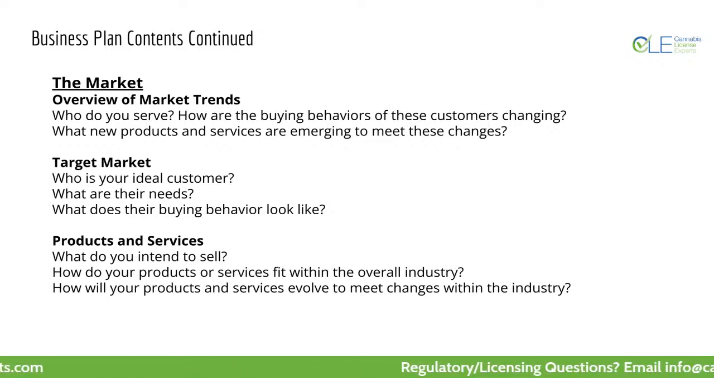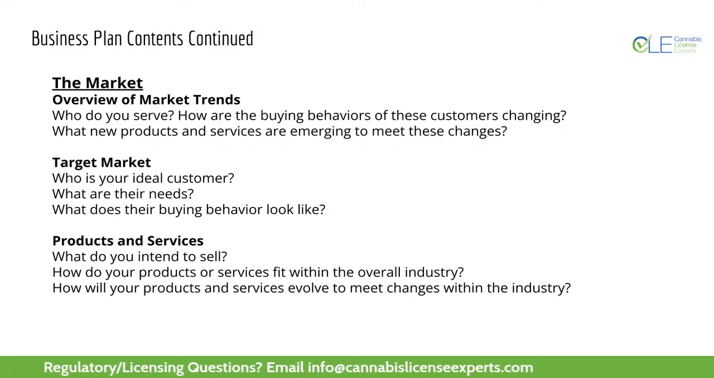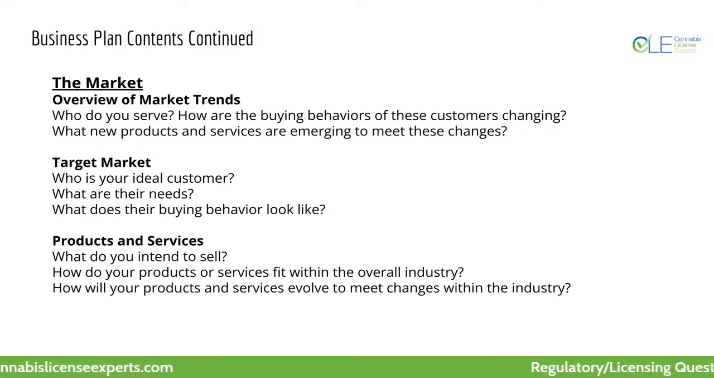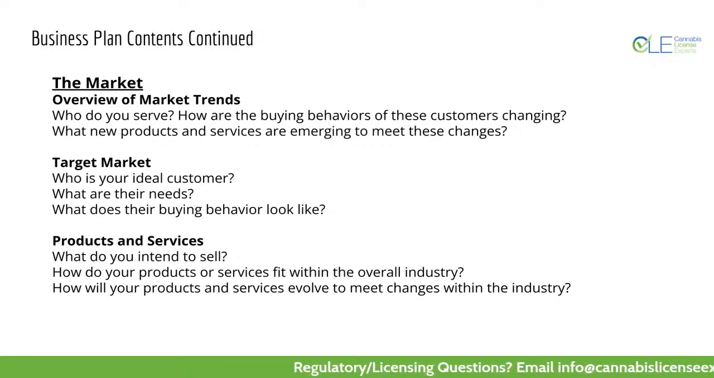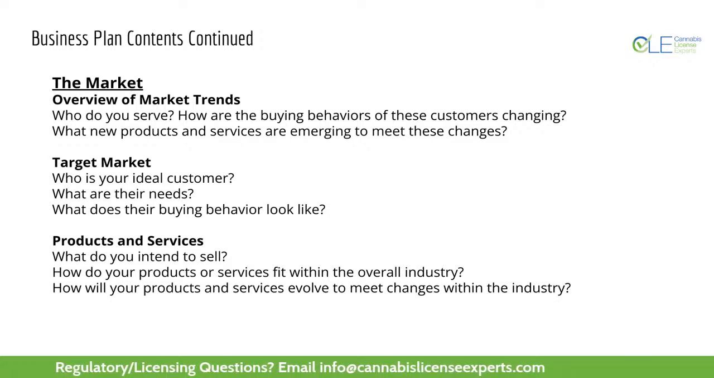Okay, so then we're going to move into our target market. So who's your ideal customer? Don't just say someone who smokes cannabis. We come in various shapes, sizes, ages, interests, behaviors, everything. So take that into consideration and make sure you're speaking to who you want to be speaking to. And by doing that, you're going to be able to address their needs, and you will be considering their buying behaviors.